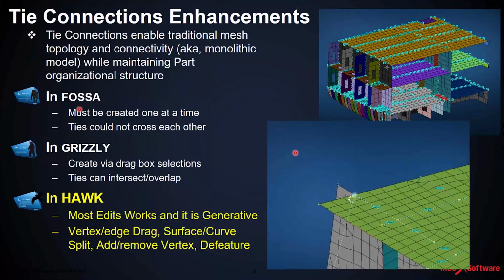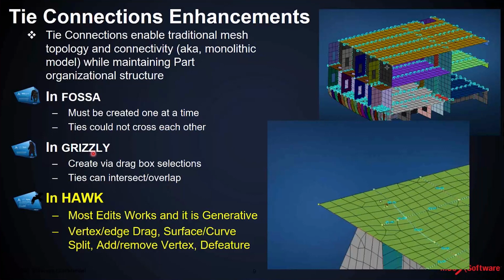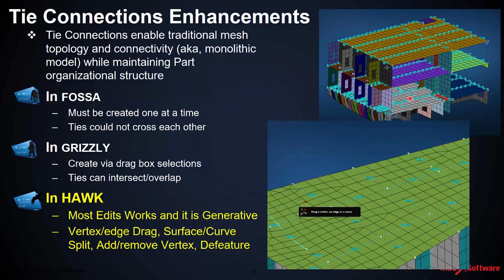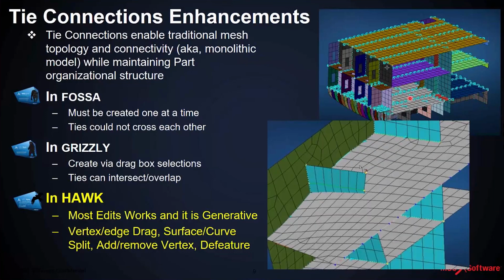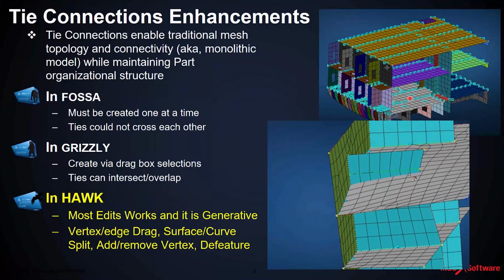In FOSA, we introduced tie connection. At that time, we could do only one tie at a time, whereas in Grizzly, we introduced the box pick, and it would automatically create all the ties within the box.